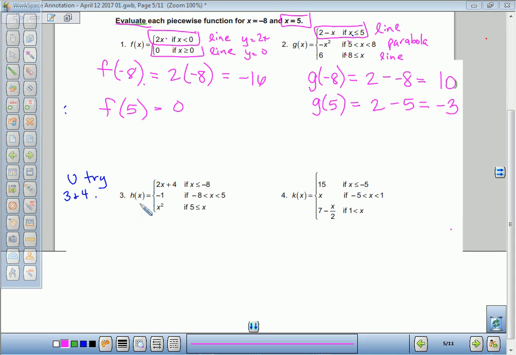Okay, so I would like you to try 3 and 4. You're going to evaluate h of -8 and h of 5, k of -8, and k of 5. The first thing you have to do is determine which piece of this function the value of x falls within the interval of, evaluate it for that, and see what you get out.